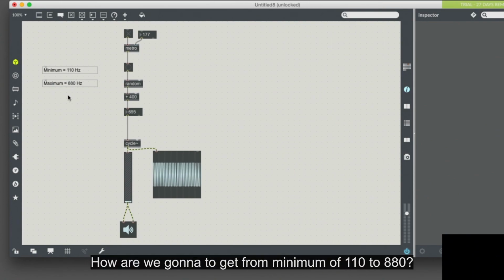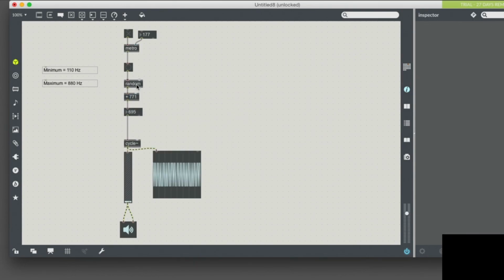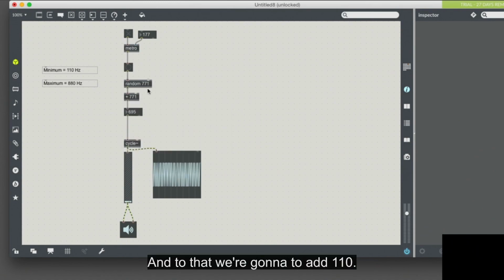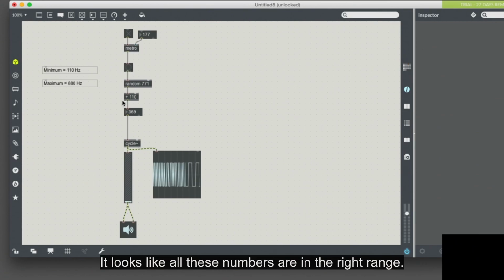So how are we going to get from minimum 110 to 880? Well, the possible range is 770. So we want a random number between 0 and 770. Random 770, 1. And to that, we're going to add 110. So each number is going to be somewhere in the range between 110 and 880. And it looks like all these numbers are in the right range. So let's go again over the 3 octave range.